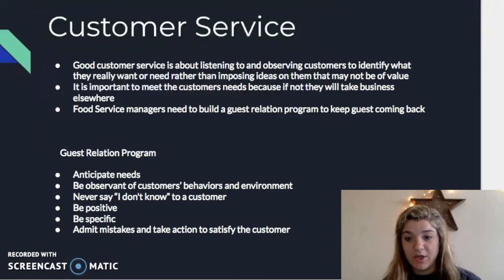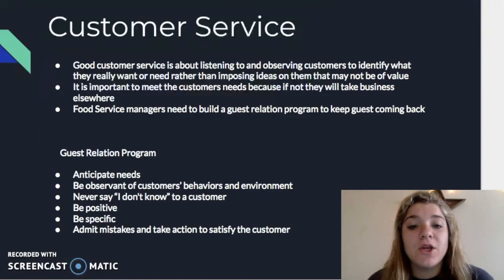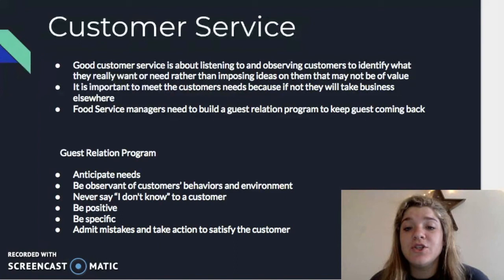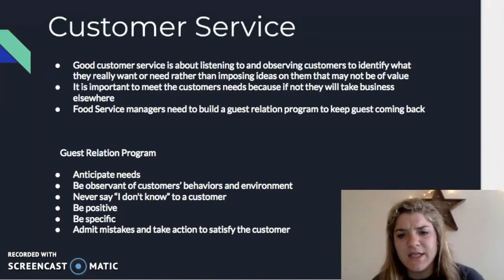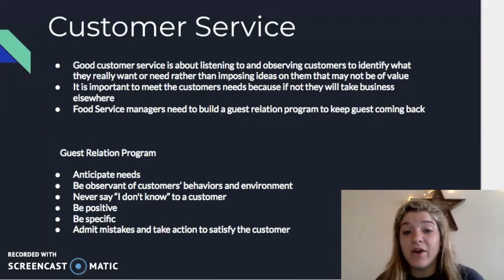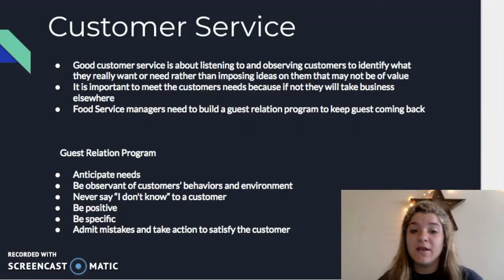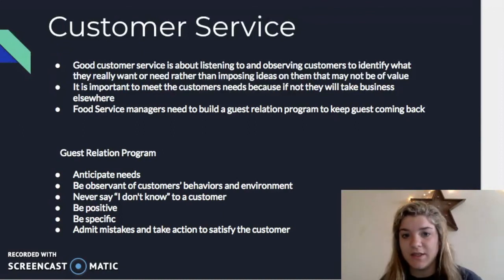Customer service. Good customer service is about listening to and observing customers to identify what they really want or need rather than imposing ideas on them that may not be of value. It is important to meet the customer's needs because if not, they will take their business elsewhere, which is something that you do not want to happen.